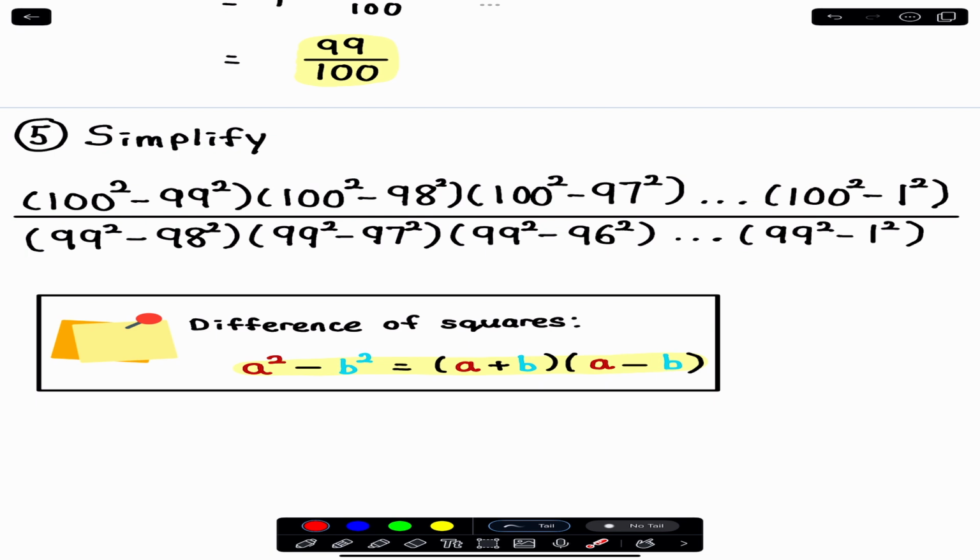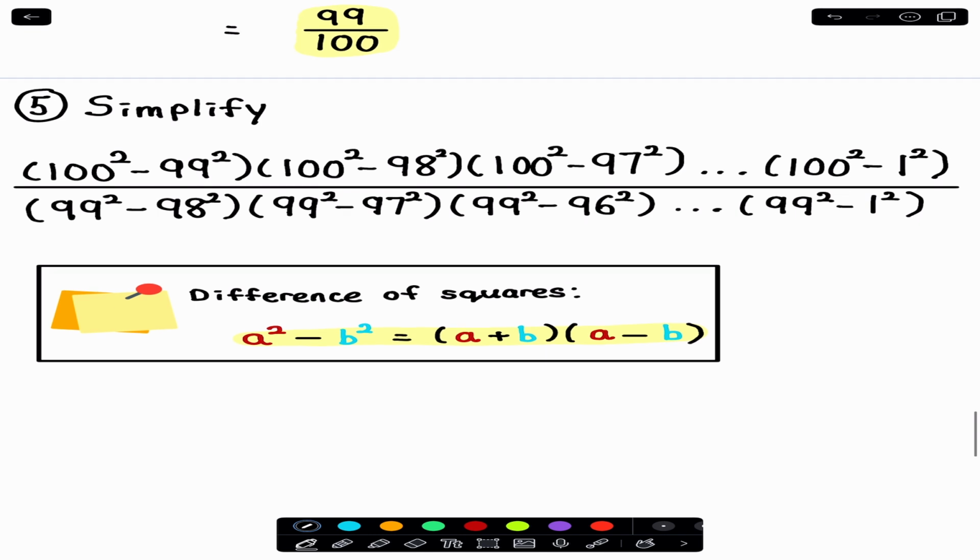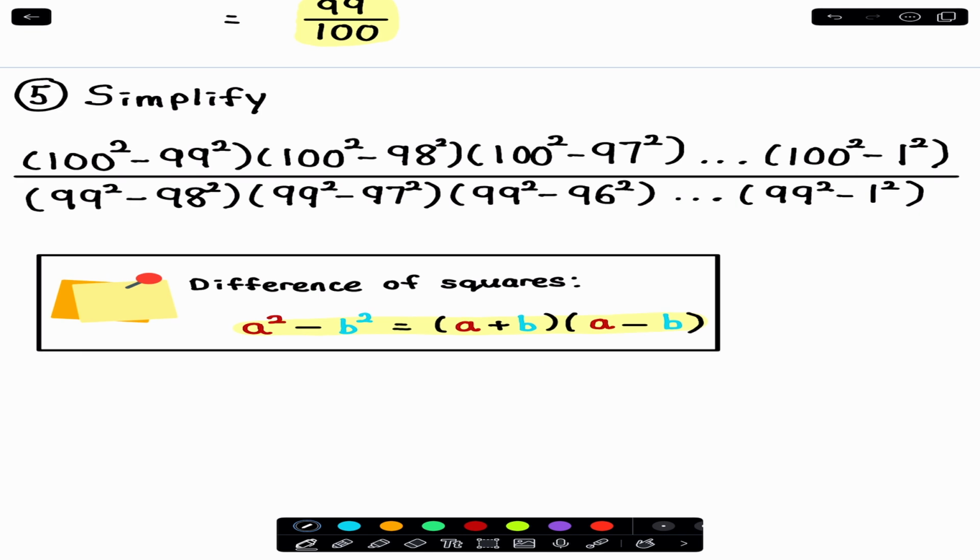And then, that's not all. We have to divide by all of that. So, pretty scary. I think you know the drill by now though. We are not going to find out what 100 squared is and then subtract 99 squared. We are not going to find out what 98 squared is, right, and then subtract it from 100 squared. No, that's not what we're doing.